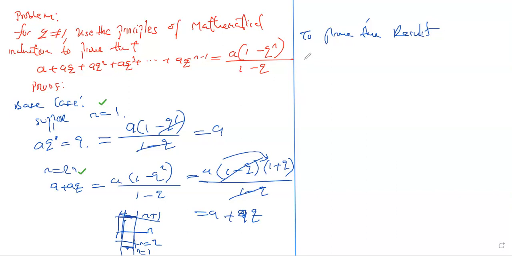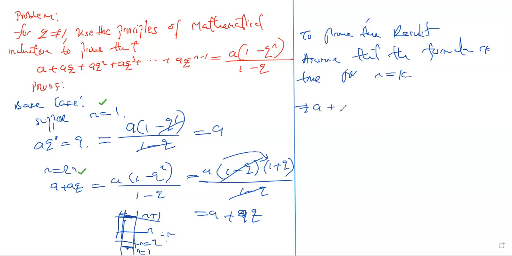Now, we assume that the statement, the formula, is true for n equals k. Let's say in this case we have proved it's true for n equals 1 and 2. Assuming it's true for n equals k, this means that A plus AQ plus AQ squared plus up to AQ to the k minus 1 is equal to A(1 minus Q to the k) over 1 minus Q.